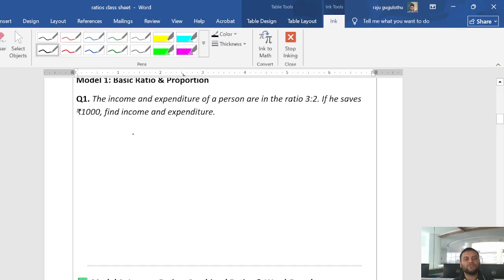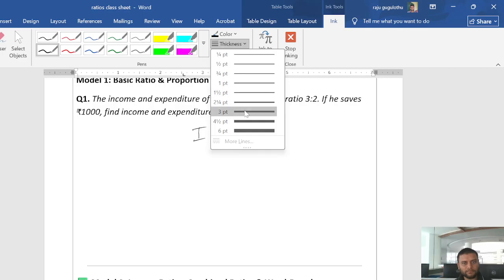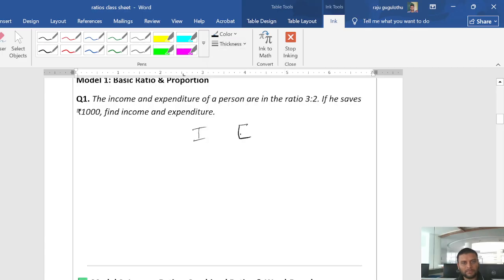Okay, friends, now the question is: the income and expenditure of a person are in the ratio 3 is to 2. So they are giving income and expenditure, guys, in the ratio 3 is to 2. And he saves 1000.